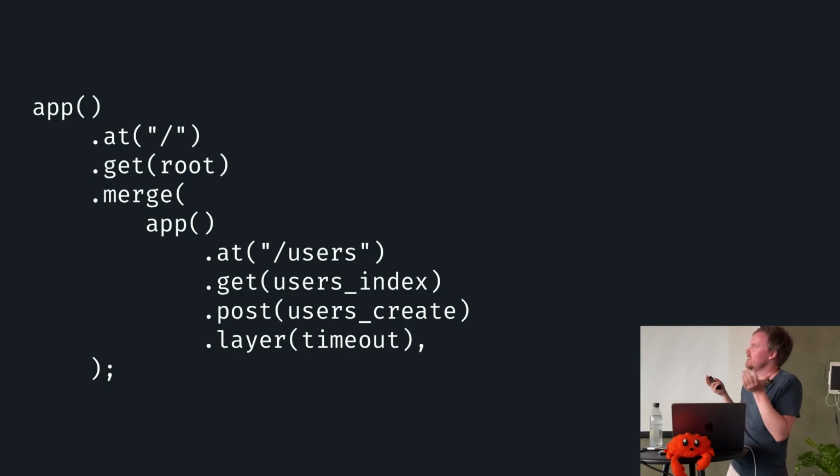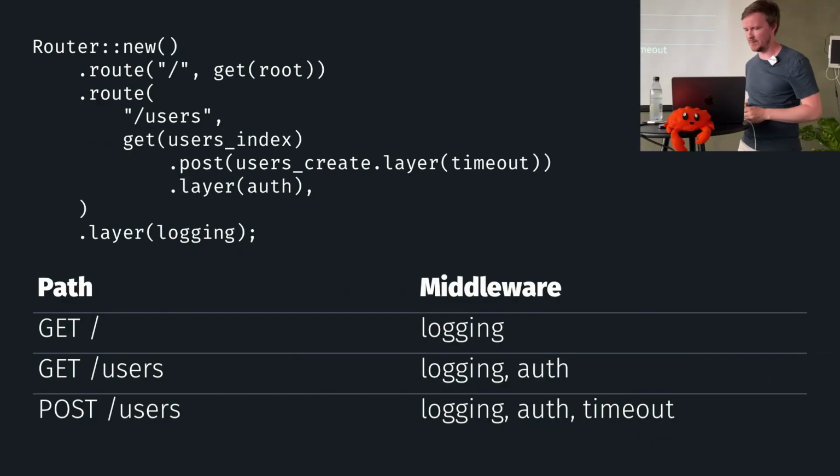You could imagine that you have a way to build the 2 routers separately and then combine them together. So in this case, merge would take all the routes here and merge them in with the top routes without reapplying the timeout layer up here. But now there's a lot of ceremony already to do something that, for me at least, I want to be very simple and first class in the routing API.